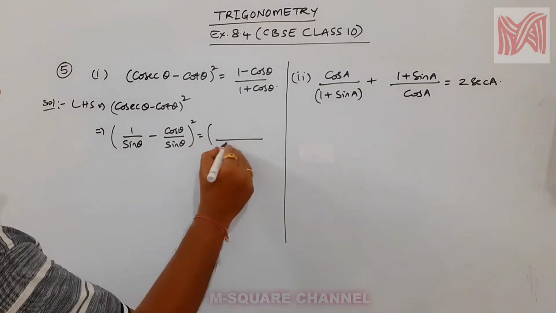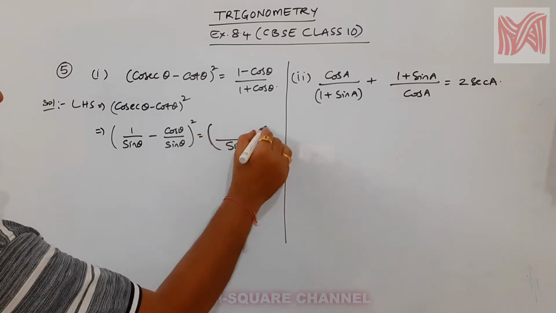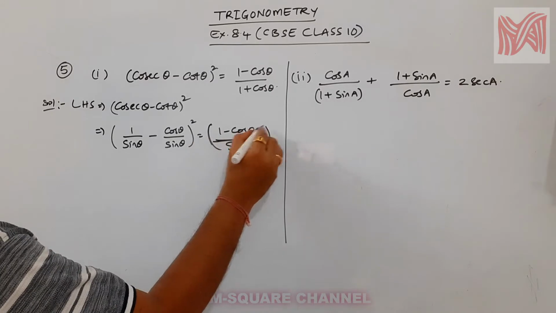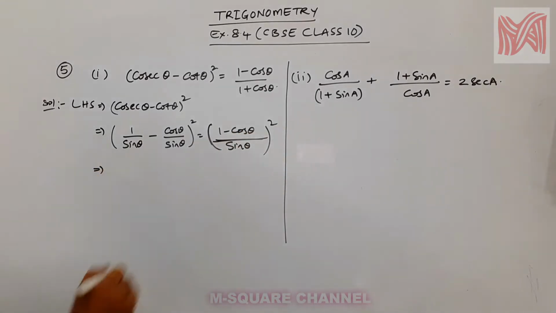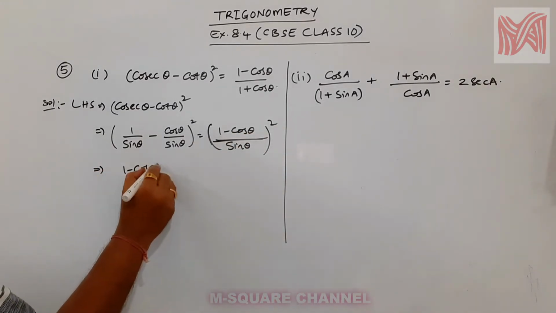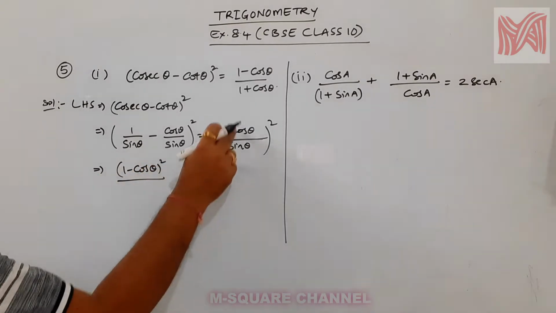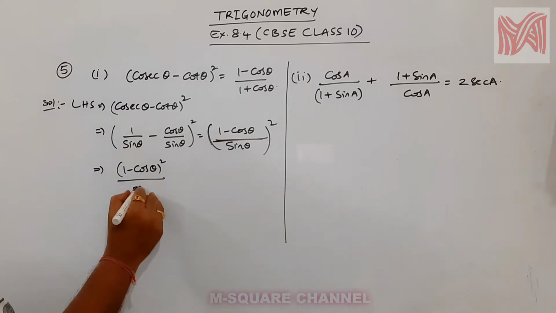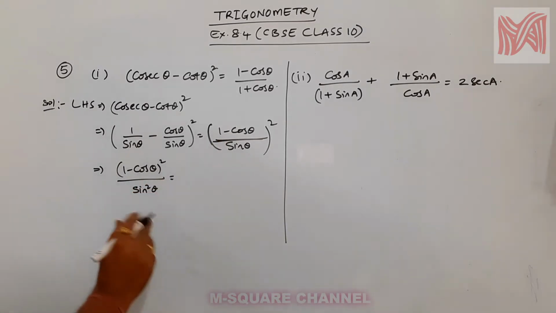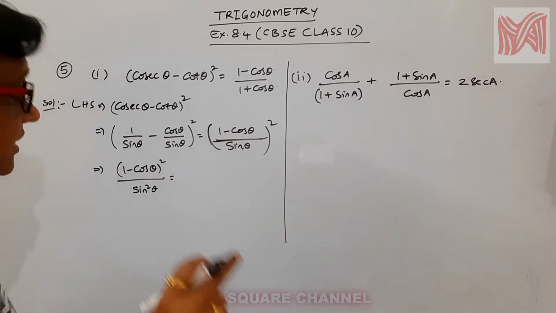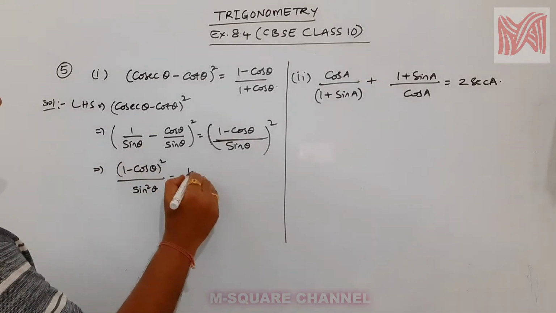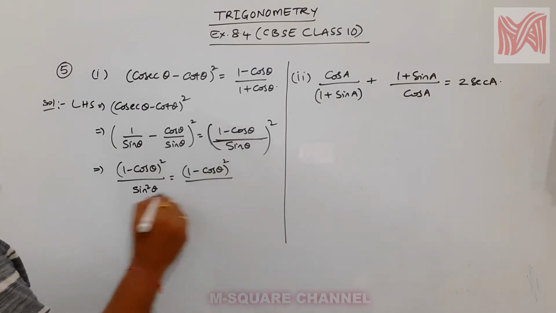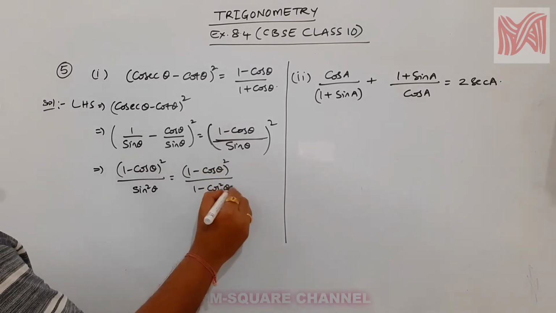Here sin theta is the LCM. So 1 minus cos theta whole square by sin theta whole square. A by b whole square means a square by b square. So here sin square theta in the denominator. You should understand which identities we are using. The numerator is 1 minus cos theta whole square, and the denominator is sin square theta, which is 1 minus cos square theta.